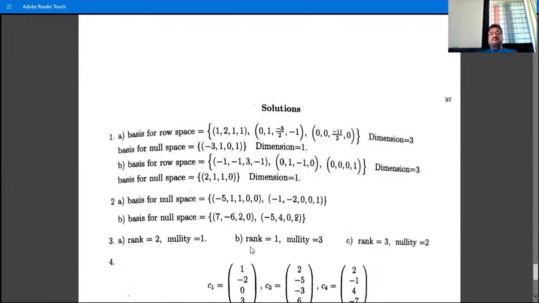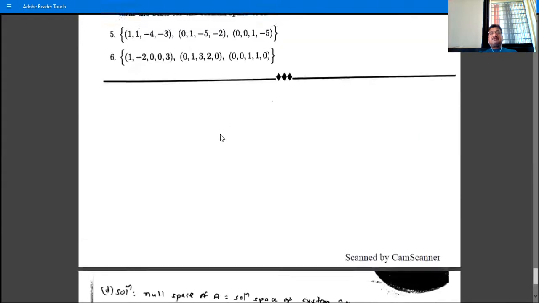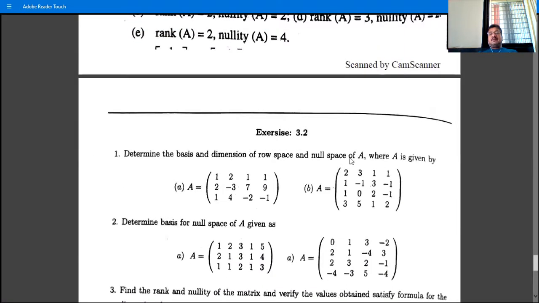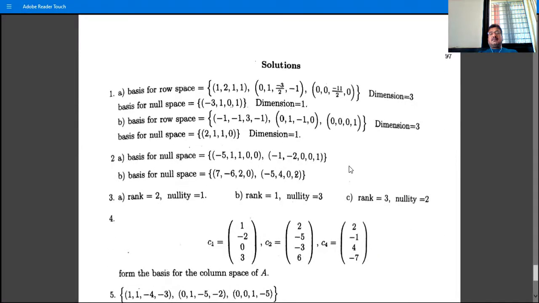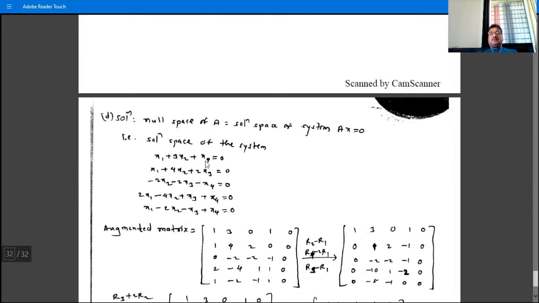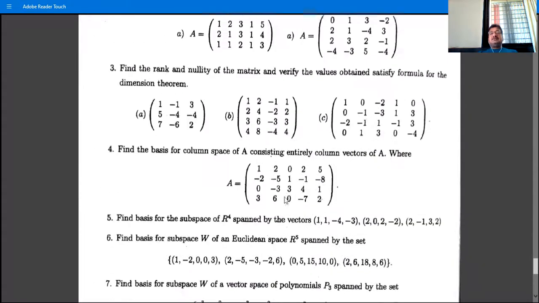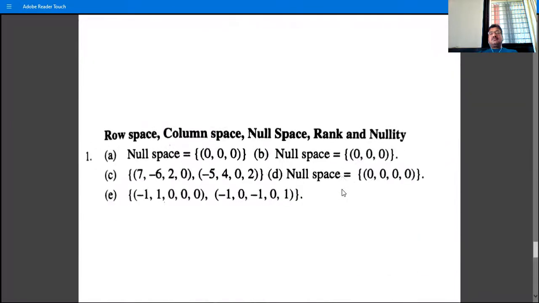So observe here. Plus, okay. This is example number D. Solution space of the system x1 plus 3x2 plus x4 yes, x1 plus 3x2 x4 1301 1301. So this is the answer of this problem.